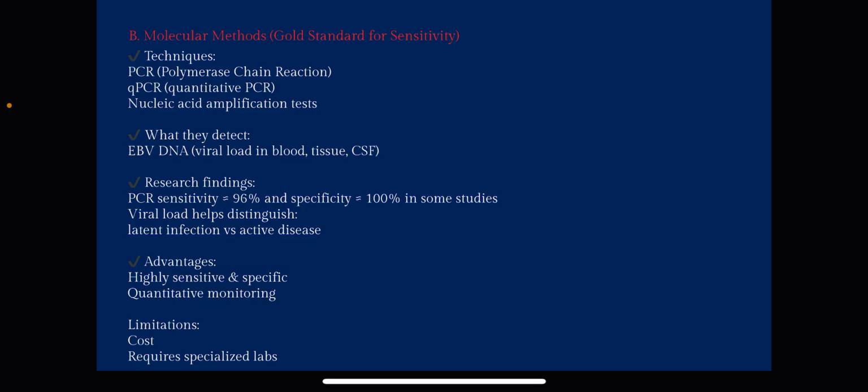The research findings show that PCR sensitivity is 96%, whereas the specificity rises to 100%. Viral load helps to distinguish between latent infection and active disease. The advantages are that it is highly sensitive and specific, and quantitative monitoring is possible here. Limitations are obviously the cost, and it requires specialized labs.